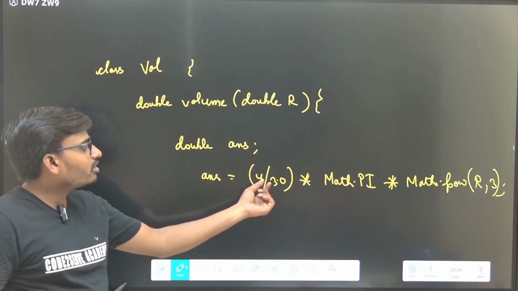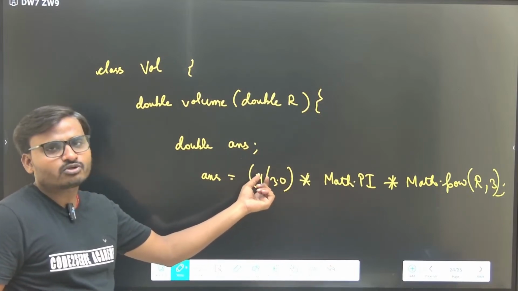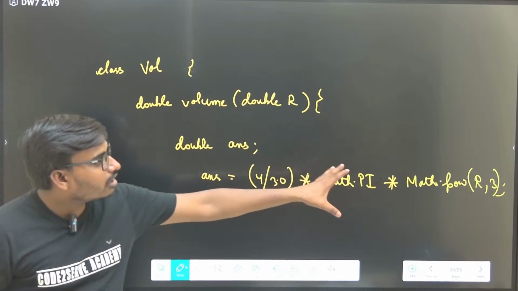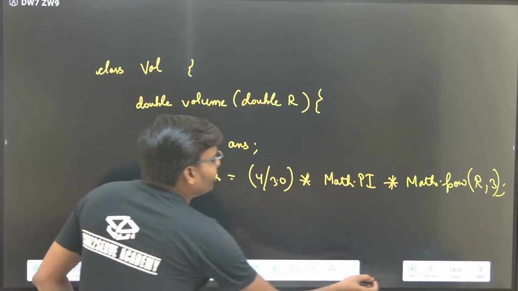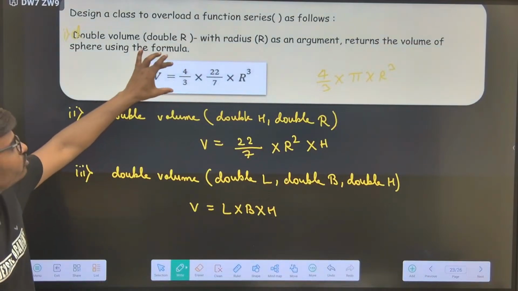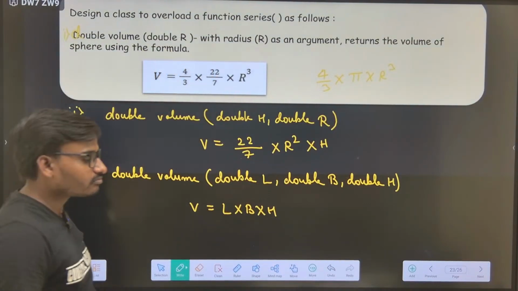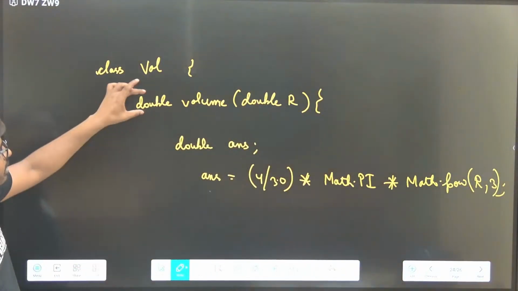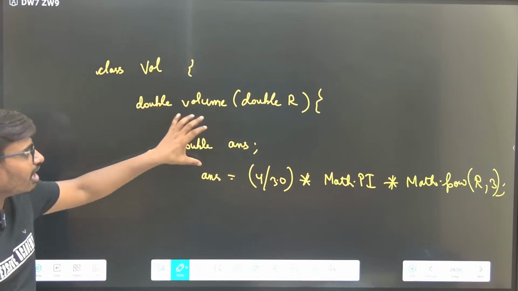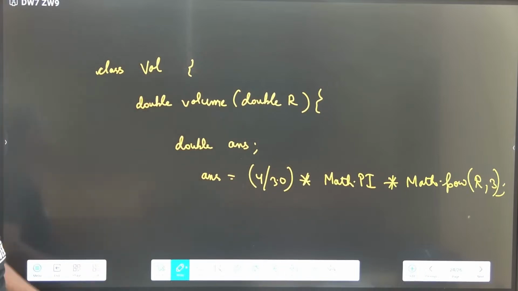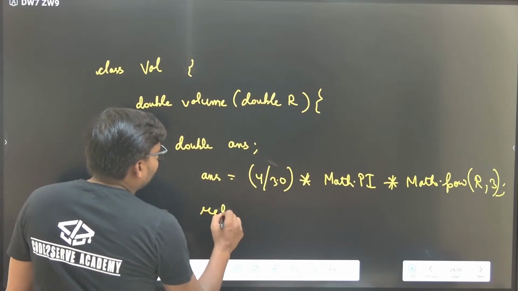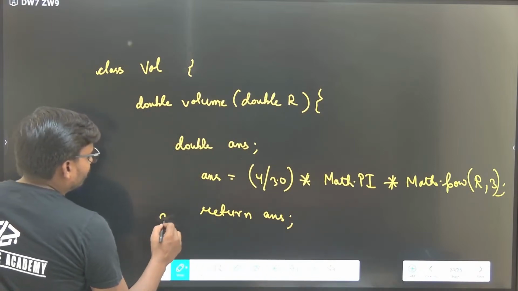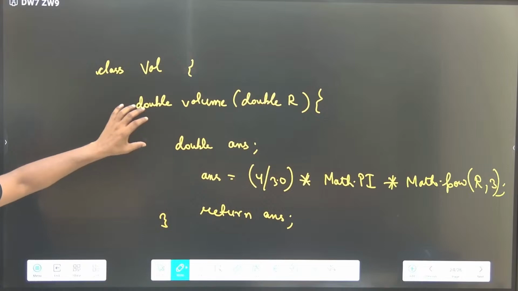Okay, so here 4.0 divided by 3 into Math.PI into Math.pow(r, 3). So this was what we were asked in the first function, that volume is equal to 4 by 3 pi r cube. All right, now we have designed this. Now, here you see the return type is double. That means after computation you have to return this value. So you will say return answer. All right, so the first part is done.